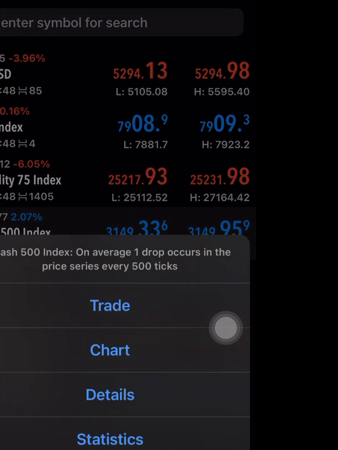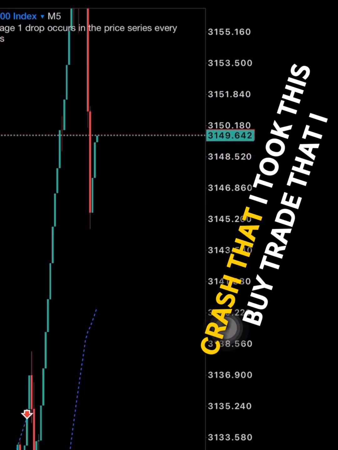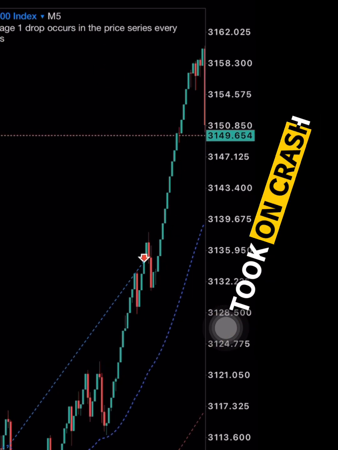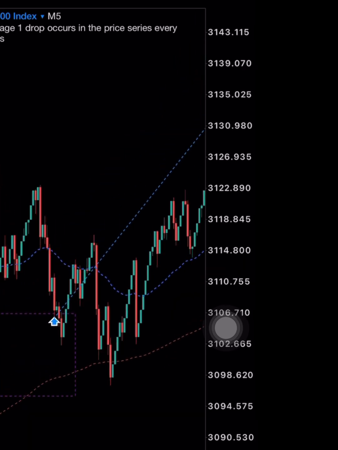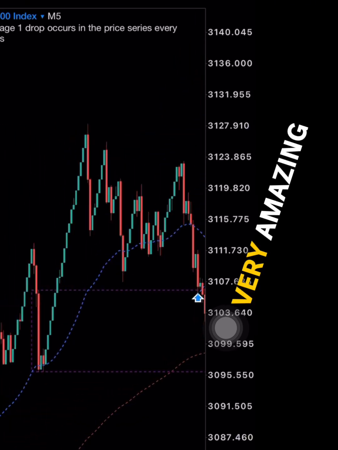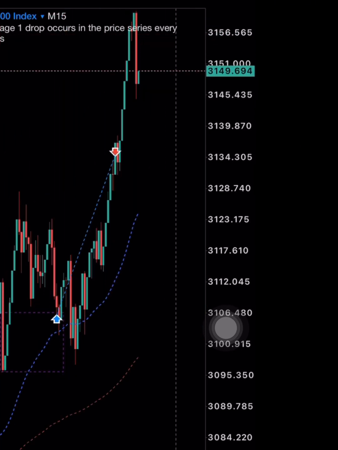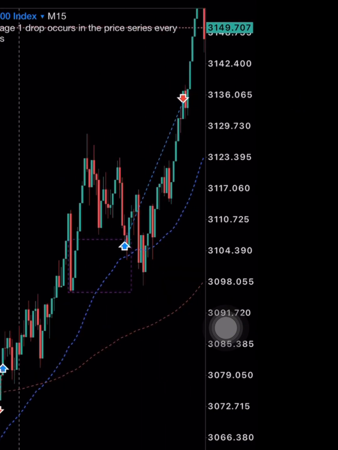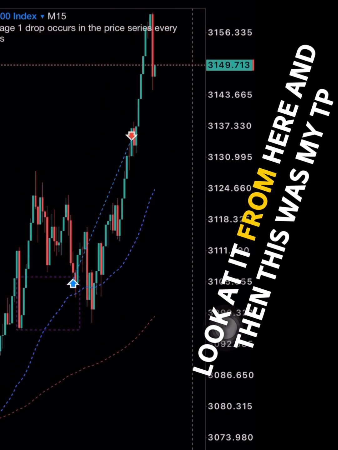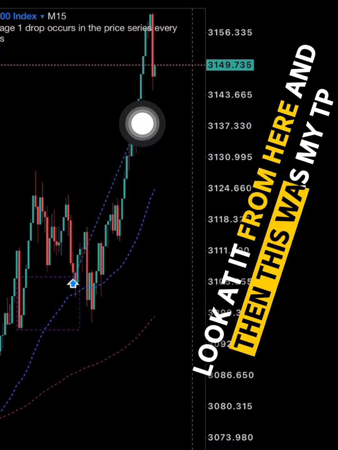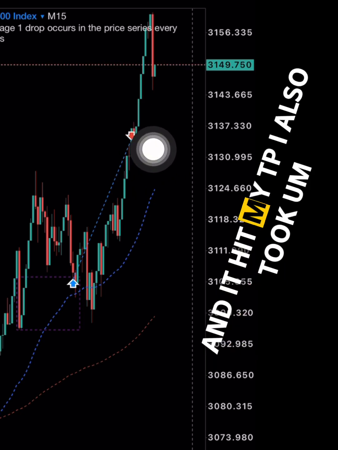As a matter of fact, my crash index just hit take profit also. Look at this trade on crash that I took. This buy trade that I took on crash. Very amazing trade. Look at it from here, and then this was my TP, and it hit my TP.